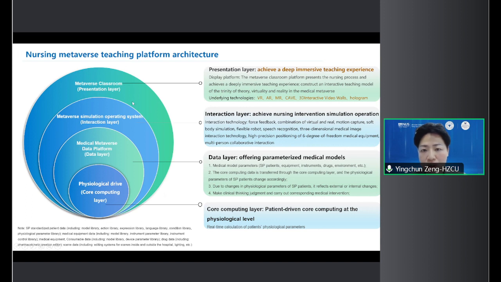Presentation is to achieve a deeply immersive teaching experience. The underlying technologies include VR, MR, 3D interaction, video wall, and hologram as well. The hologram is based on patient-driven core computing at the physical level, based on the patient's physiological parameters. The data layer offers parameterized medical models, and the interaction layer achieves nursing intervention simulation. So here are some examples.